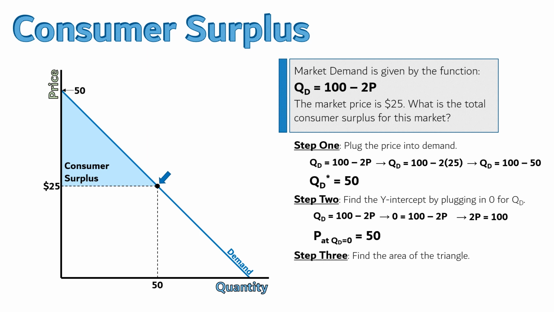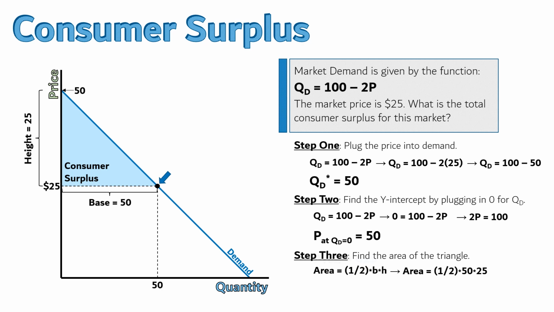You thought you were done with geometry, but alas, here it is again. The area of a triangle is 1/2 base times height. The base of our triangle runs from 0 over to 50, so the base is 50 units long. The height runs from the price of 25 up to the price of 50, giving us a total height of 25. 1/2 times 50 times 25 is 625, which is the area of our triangle and the total amount of consumer surplus. Math is awesome because it gives us another angle with which we can understand a concept.